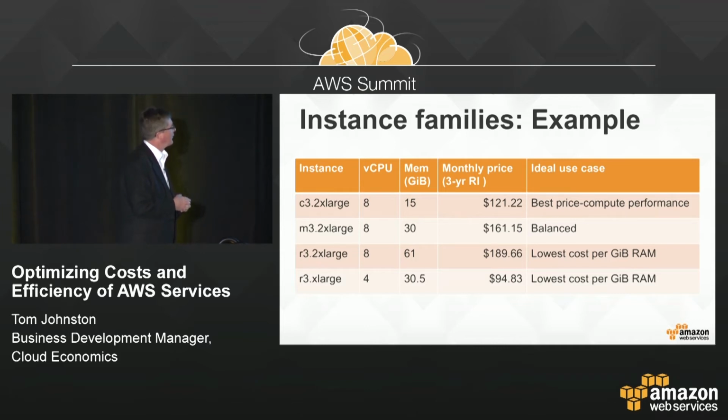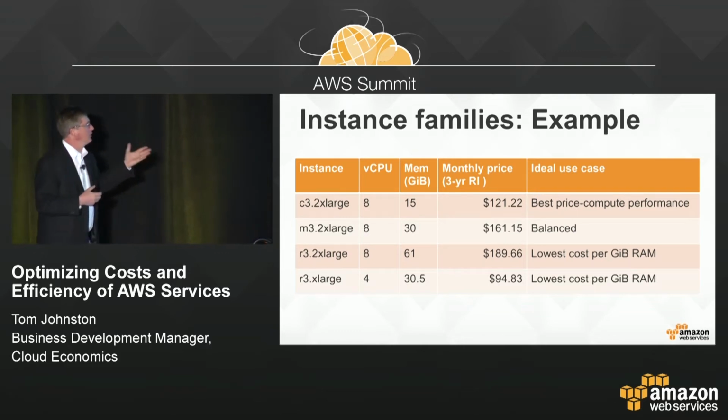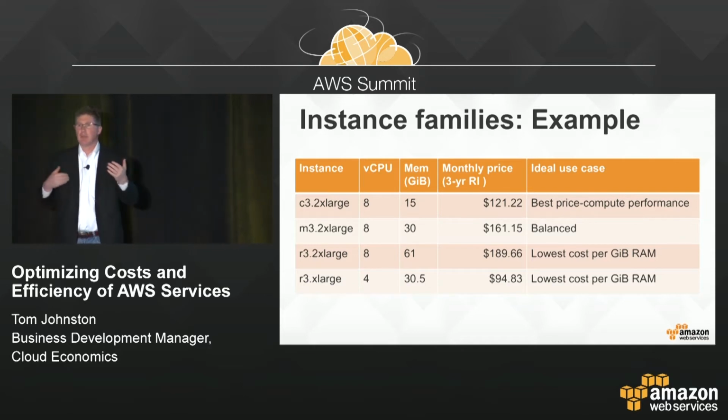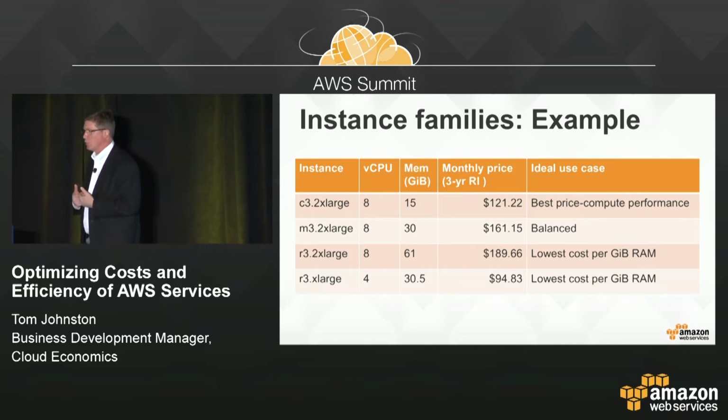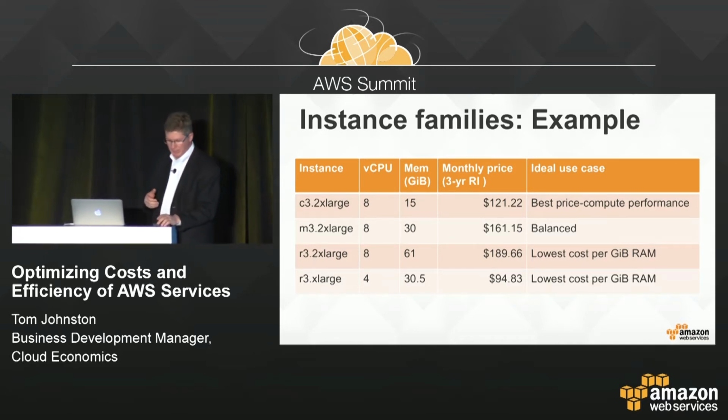Then the R3 family is even more money if you get, again, 8 cores, but now 61 gigabytes of memory. And it's the lowest cost per gigabyte of RAM. But if you need, let's say, 30 gigabytes of memory, you don't need as many cores, you can use the R3 extra large. So by picking the instance that best suits your workload, you can optimize the amount of money you spend.